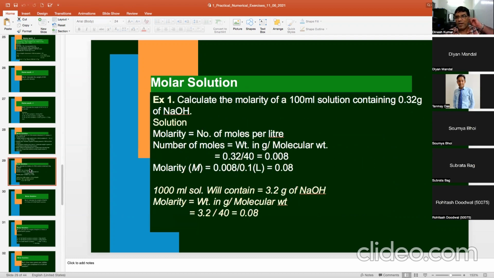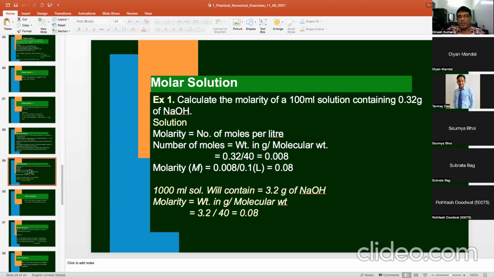Calculate the molarity of a 100 ml solution containing 0.32 gram of NaOH. Now you know how much weight is dissolved in 100 ml, this much quantity of NaOH is there. Then you can calculate the molarity of this solution. So molarity is equal to number of moles per liter. Moles means molecular weights. So number of moles is equal to weight in gram divided by molecular weight. So 0.32 was the weight of the NaOH divided by 40. You know NaOH molecular weight is 40.